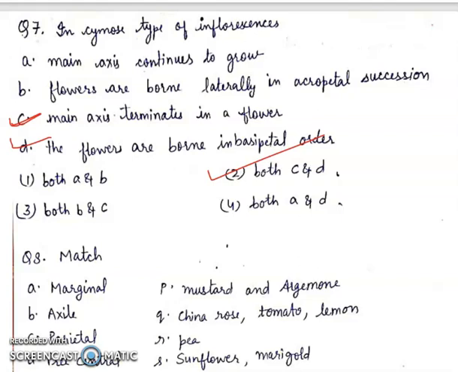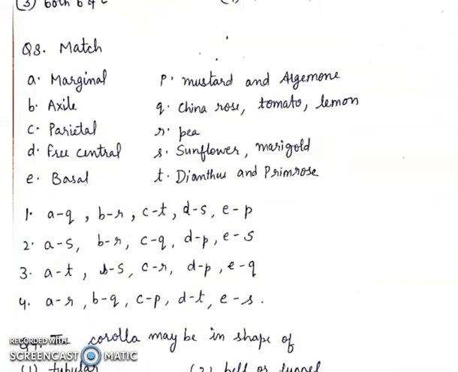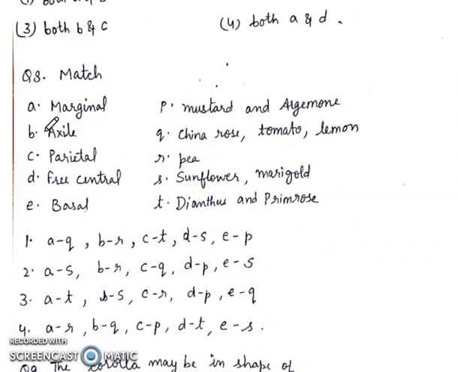Question 8 is match. We have to match the type of placentation with the examples. A, B, C, D, E: marginal, axile, parietal, free central and basal. So marginal is found in P. A will go with R. From finding the only one answer, we can find the right answer. Axile will go with China rose, tomato and lemon. Parietal will go with mustard and argemone. Free central with dianthus and primrose. Basal with sunflower and marigold.